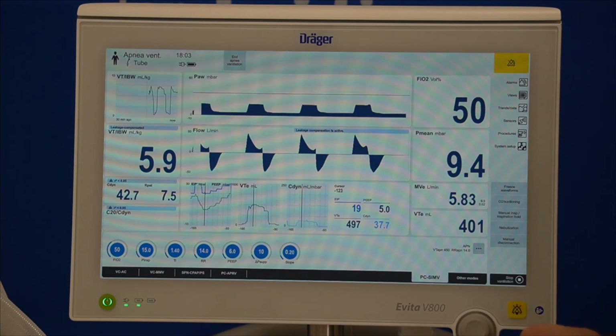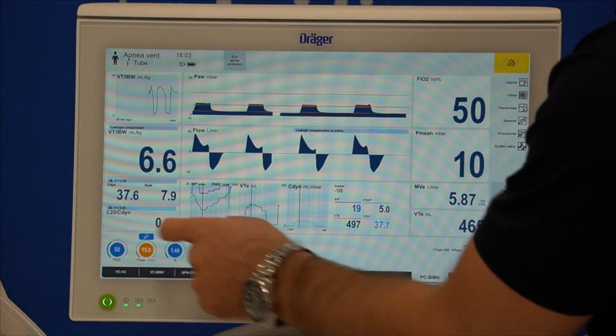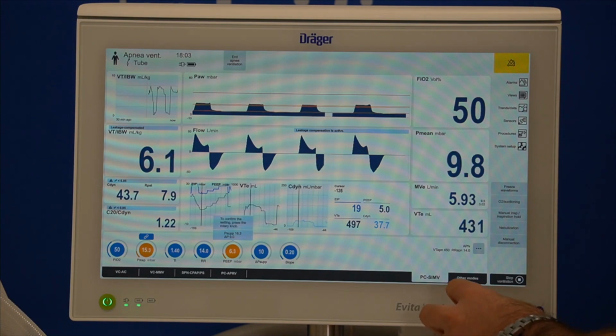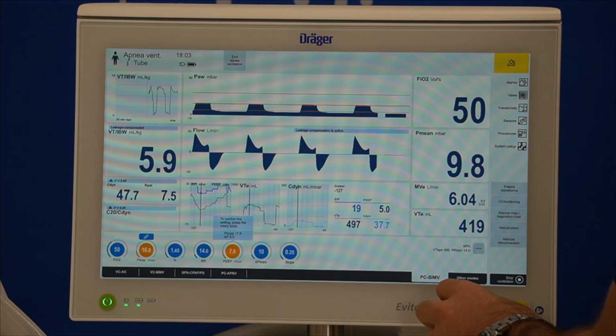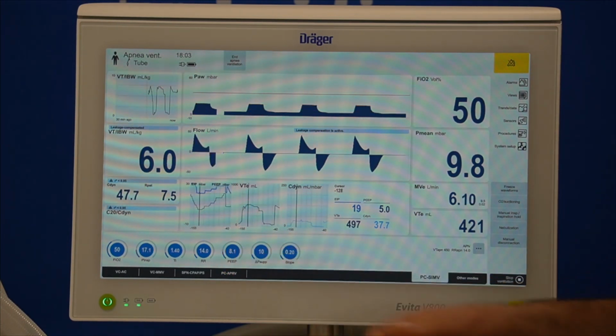If you want to increase your PEEP and PEEP-inspired at the same time for a recruitment manoeuvre, simply do so by selecting the link button. What this does is link the PEEP-inspired and the PEEP so that when you increase one, the other automatically increases by the same millibars. As you can see here, I've increased my PEEP-inspired and my PEEP.